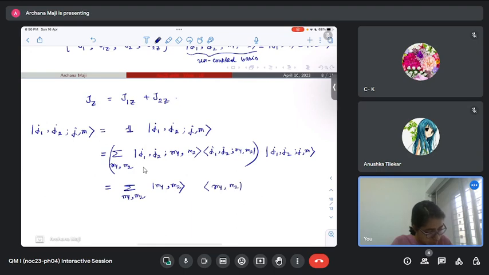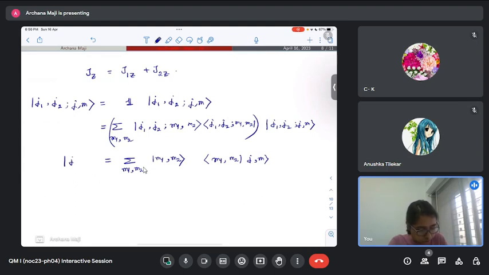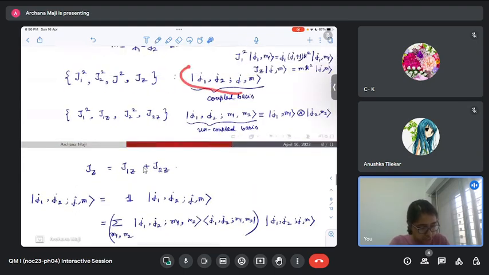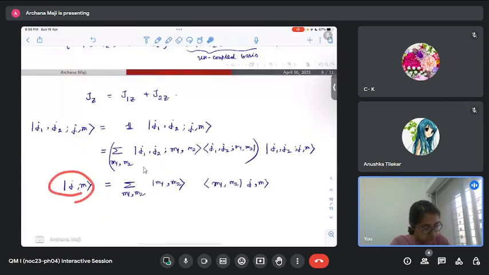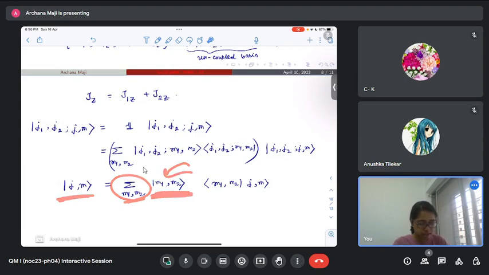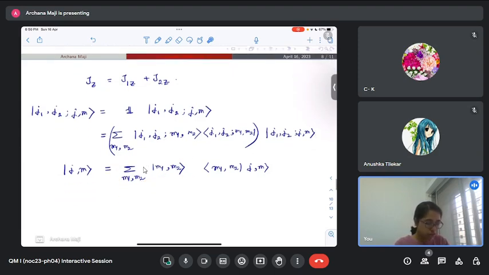M1, M2, J, M. Okay. So what have we achieved? We have written down this coupled basis as a linear superposition of the uncoupled basis. So this is the uncoupled basis. And how have we done that? Using these Clebsch-Gordan coefficients. So these are nothing but CG coefficients.